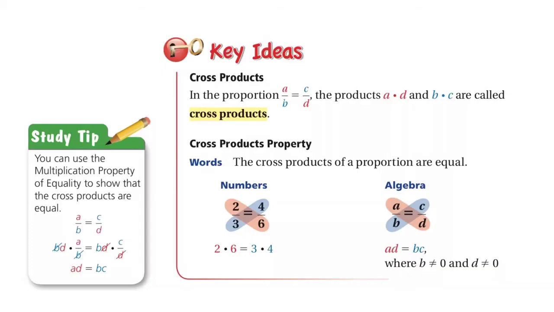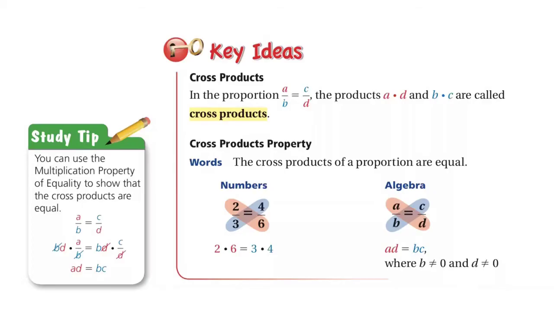The next key idea is cross products. I love cross products. In the proportion, A over B equals C over D. So that's just two fractions. They're saying they're equal to each other because it called it a proportion. The products A and D and B and C are called cross products. So notice A times D goes one cross, and then B times C goes the other cross.